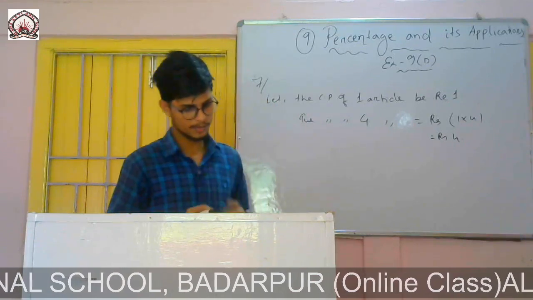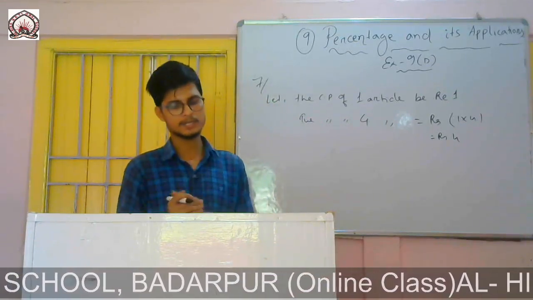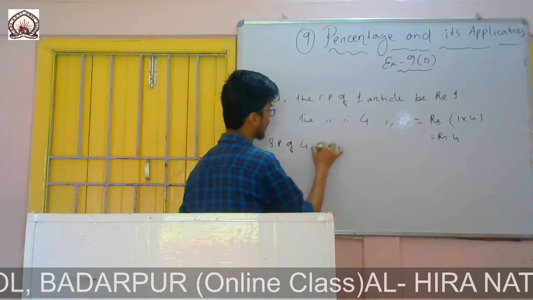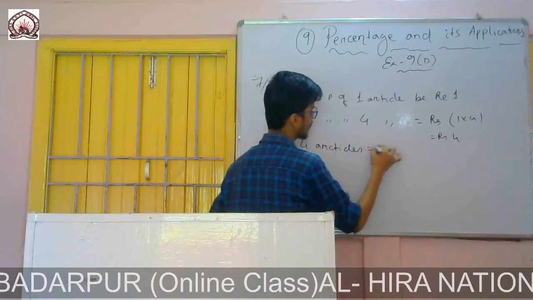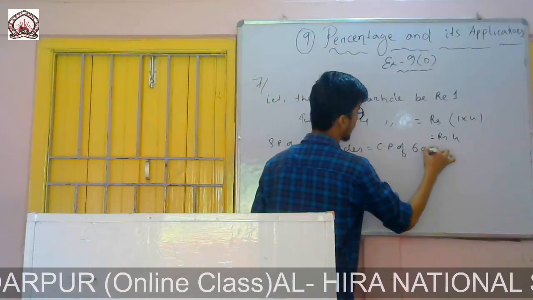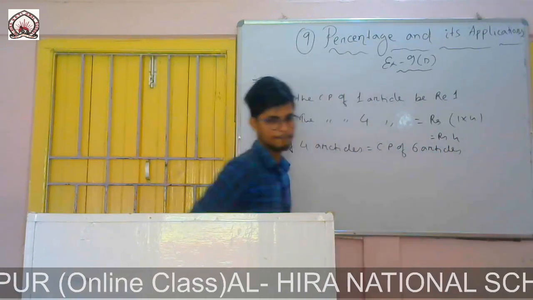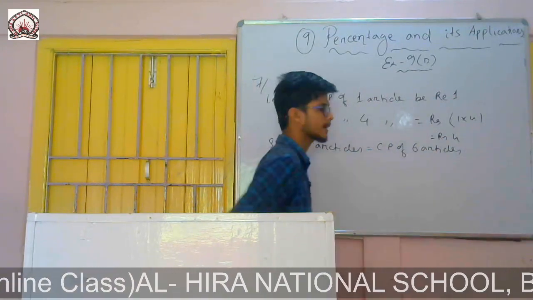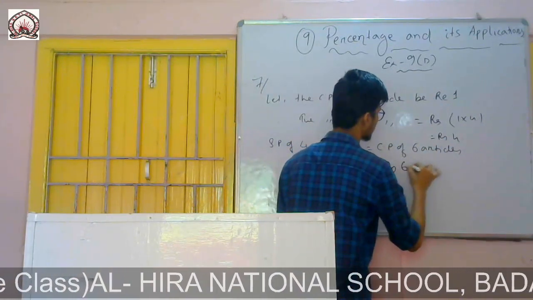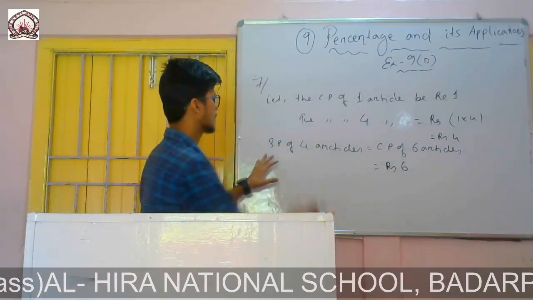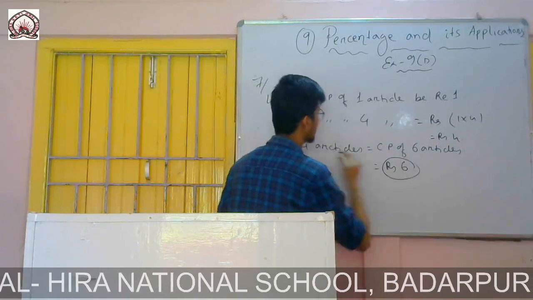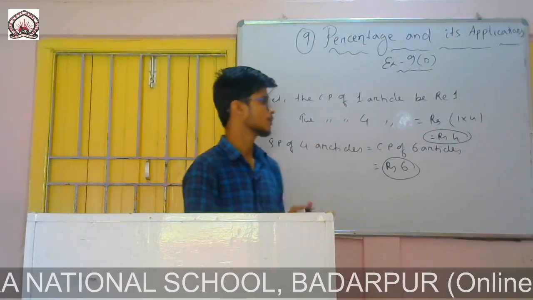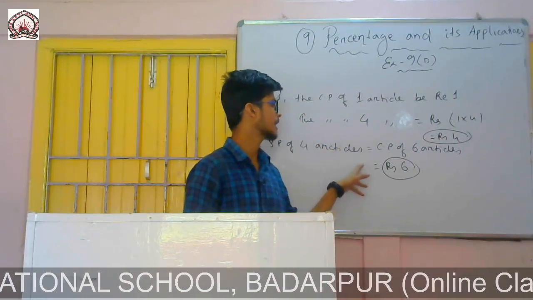Now it is given in the question that SP of 4 articles is equal to the cost price of 6 articles. So we can write, SP of 4 articles equals the CP of 6 articles. We know we let the CP of 1 article be rupees 1. That means CP of 6 articles will be rupees 6. So there we got the SP of 4 articles as rupees 6, and CP of 4 articles is rupees 4.